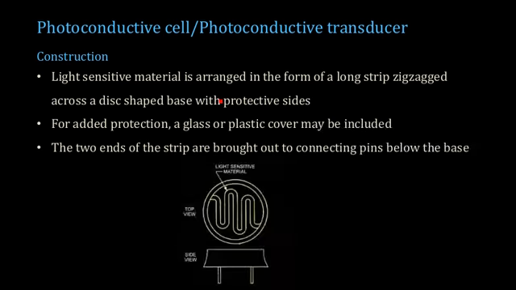Now what is the construction? The light sensitive material, that is cadmium sulfide, is arranged in the form of a long strip in a zigzag manner over the ceramic base. It is also given protective sides. Glass or plastic is used as a cover at the top, and the two ends are brought out using metal pins or connecting pins which can be connected to the circuit.